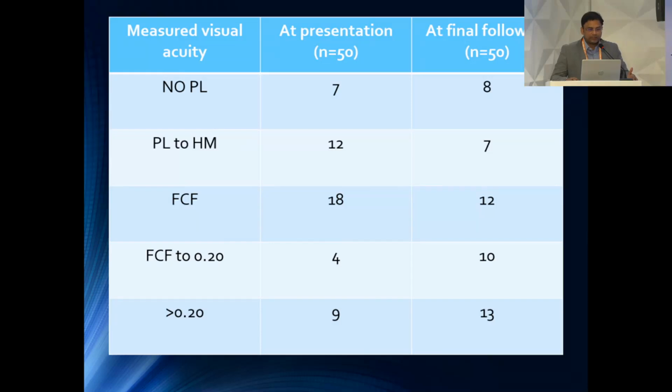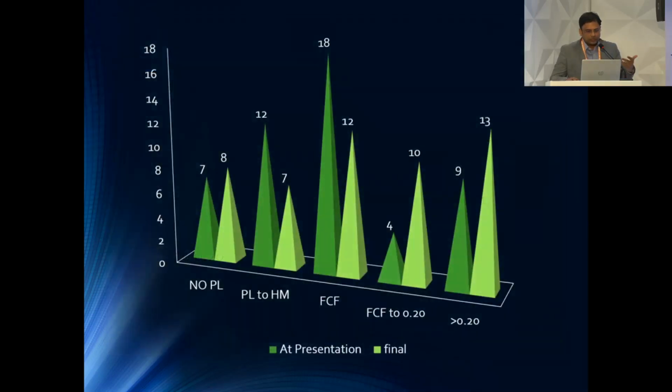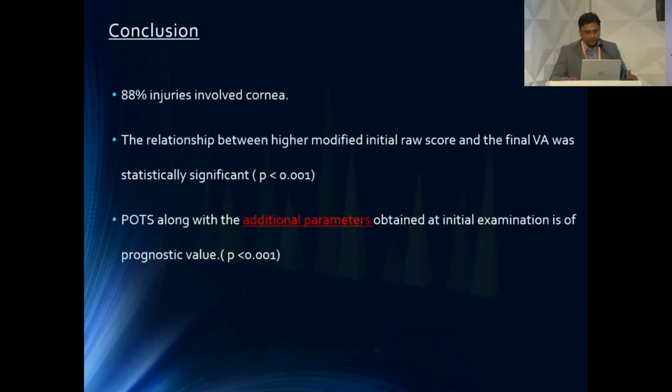So 7 patients at presentation had no PL, and the highest visual acuity on logMAR more than 0.2 was 9, which finally had come up to 13. So this was the graph of presentation at final.